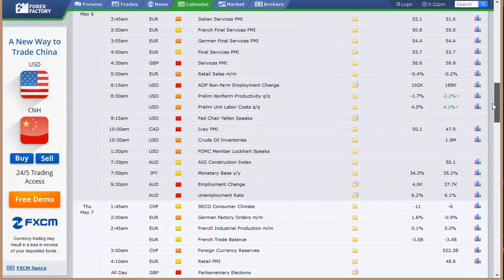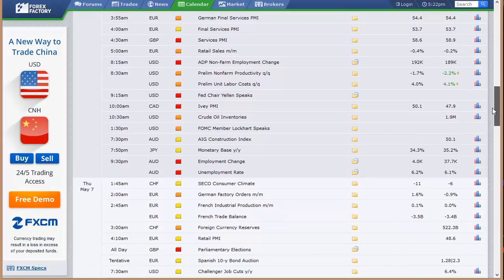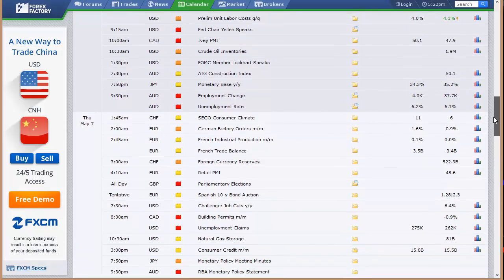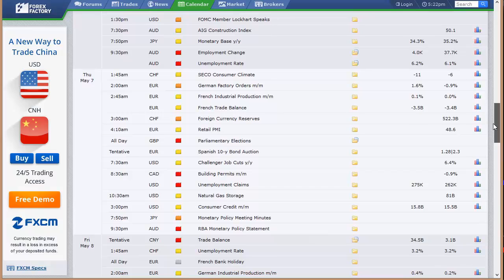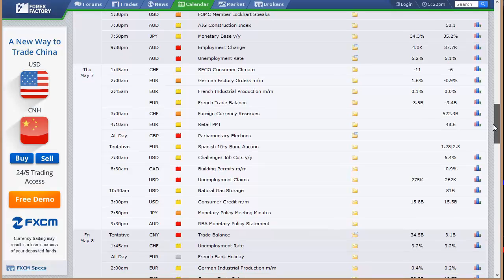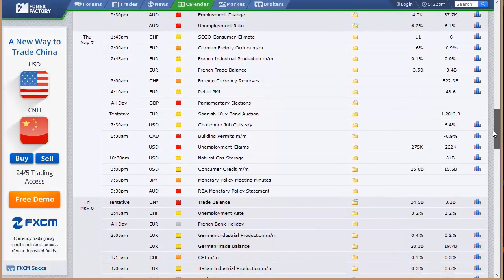Retail sales out of Europe. We've got the ADP non-farm employment change here in the U.S., preliminary non-farm productivity, unit labor cost, Fed Chair Yellen speaking. We've got the Ivey PMI number out of Canada, crude oil inventories here in the U.S., that's the weekly number. AIG construction index out of Australia, Japan finally going to work, monetary base releases, not a holiday. Australia employment change and unemployment rate.